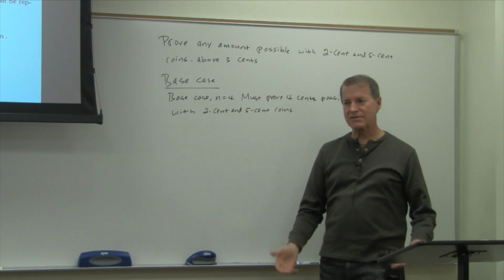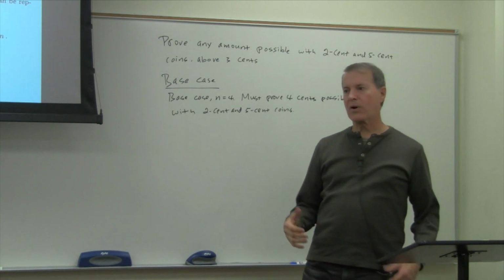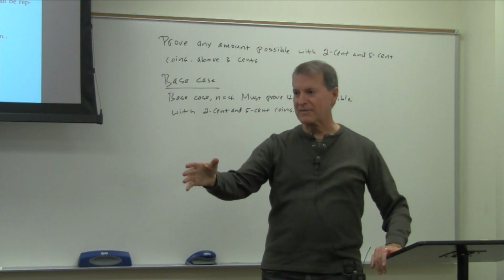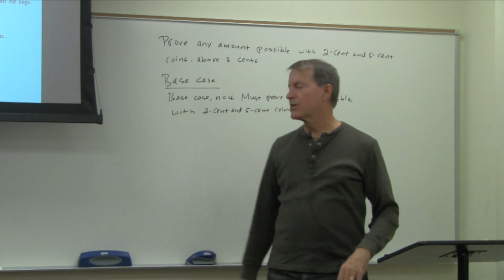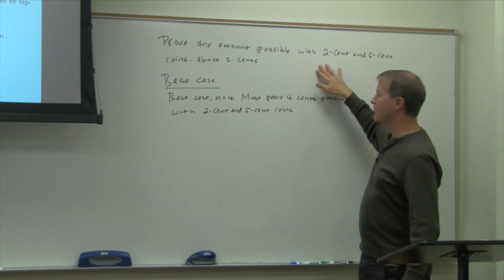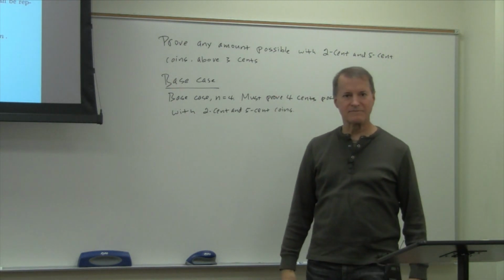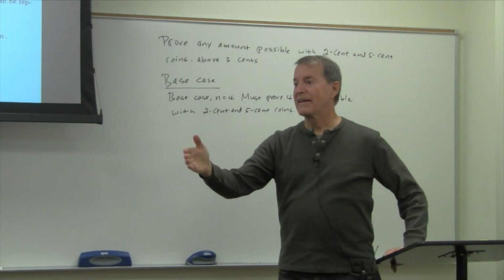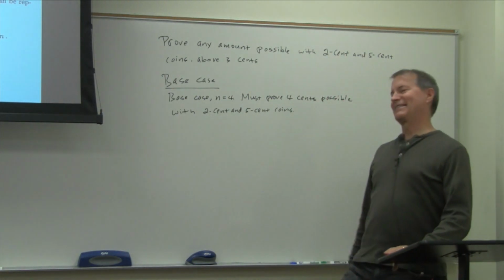So what's the base case? The base case is what amount? 4. The base case is 4. Right, an amount of 4 cents. So how do you prove the base case? You show that two 2-cent coins equal 4 cents. That's what you say. Exactly.